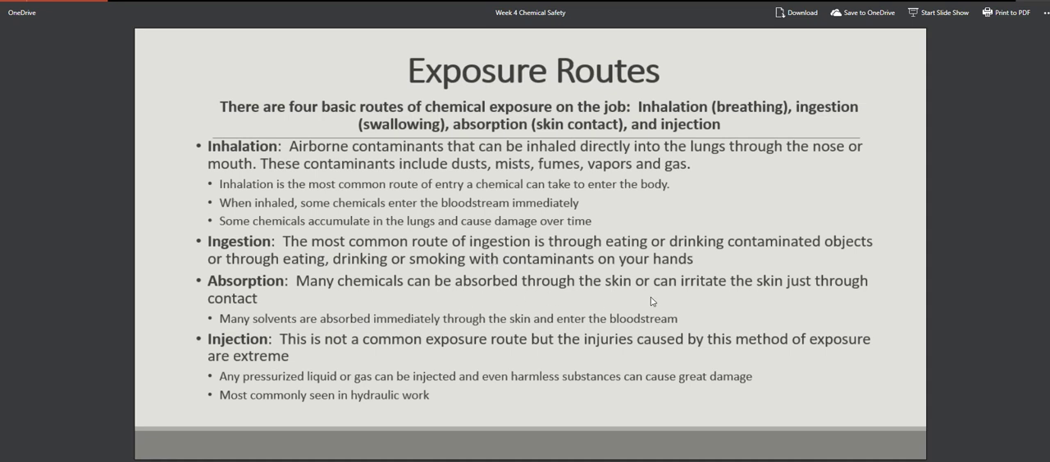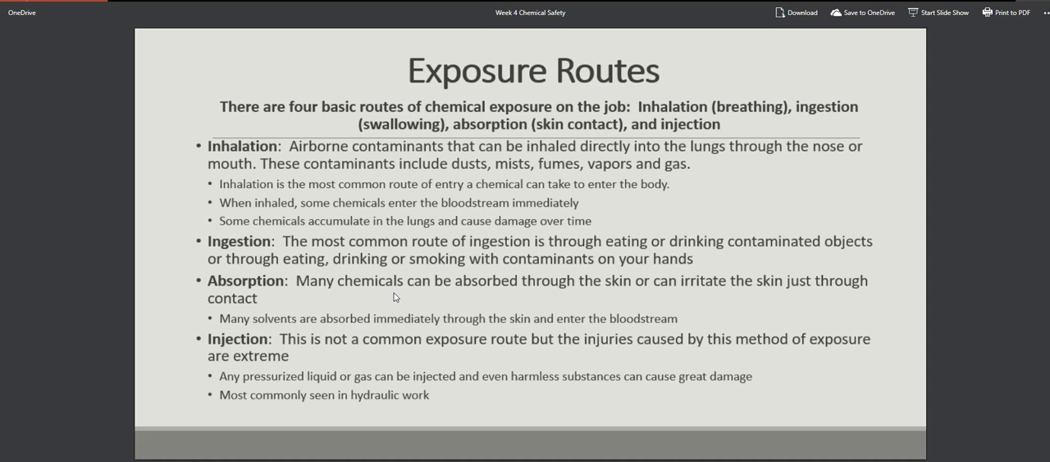Absorption. Many chemicals can be absorbed through the skin or can irritate the skin just through contact. Many solvents are absorbed immediately through the skin and enter the bloodstream. Okay, so anytime you're dealing with absorption or a chemical cleaning bath, then we typically want to be wearing either latex or nitrile gloves, depending on your skin allergies and so forth.